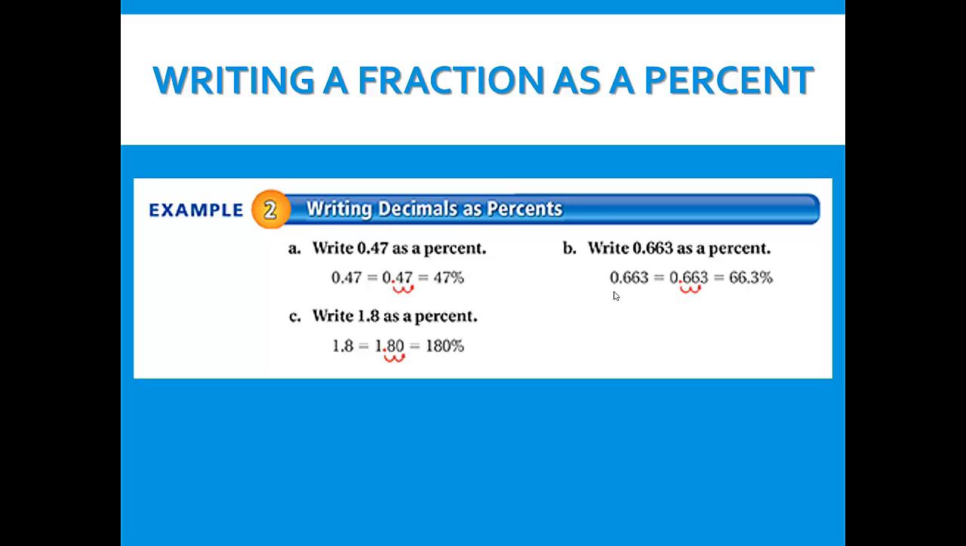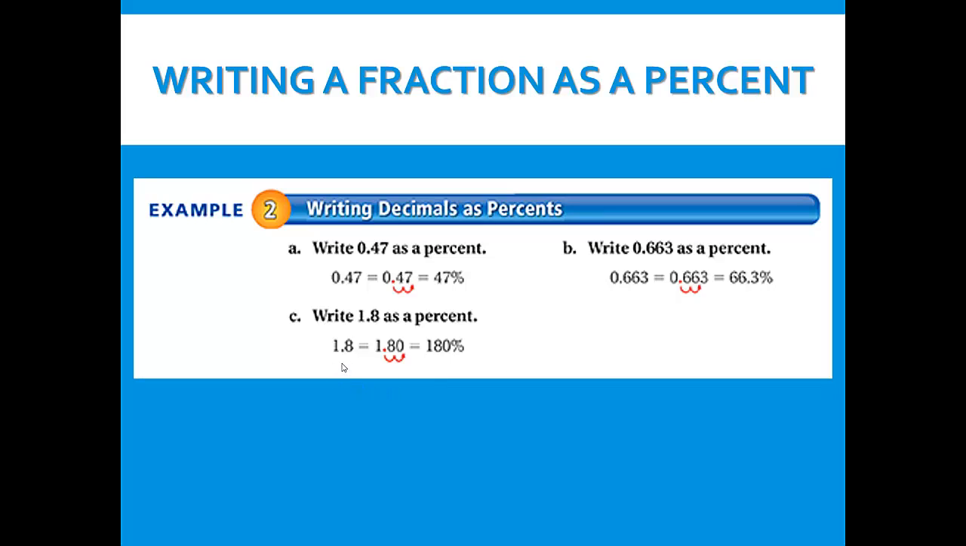For B, we have 0.663. We're going to write that as a percent. So that's 663 thousandths as a percent. So we're going to move our decimal 2 places to the right, so 1, 2, and that would put it after the second 6 to give us 66.3%.